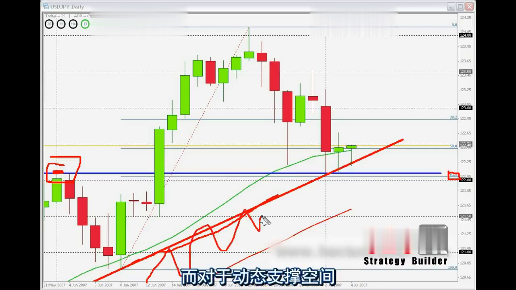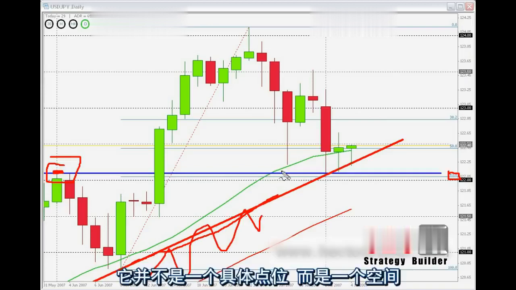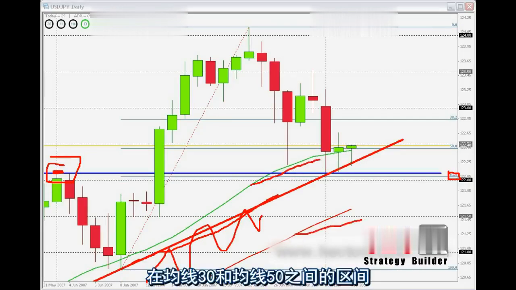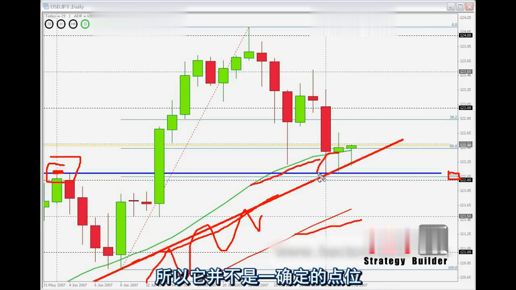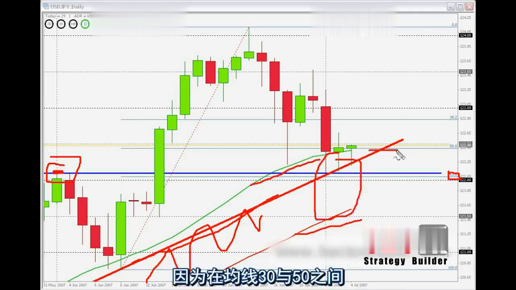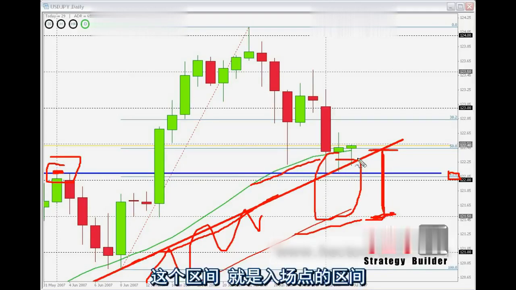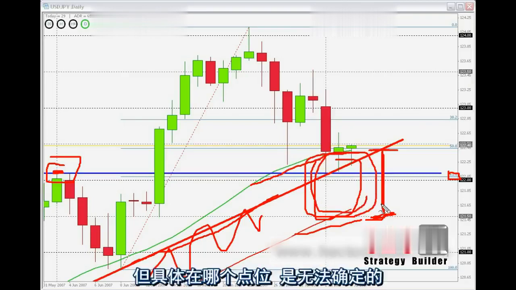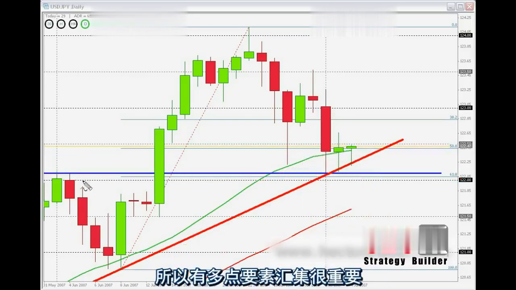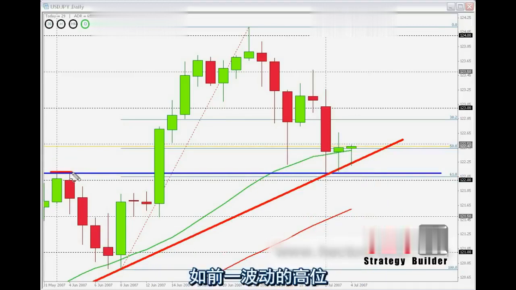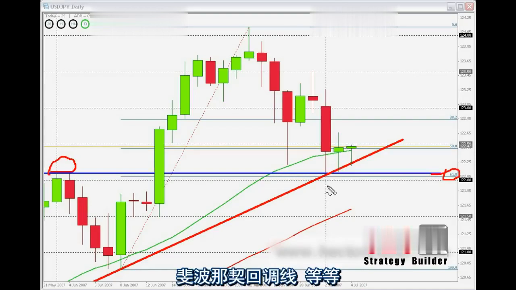The dynamic area of support, since, well, it's not a specific level, but rather a band, okay, a band between the 30 and the 50 simple moving average. You can't really specify one precise level because, like I said, there's a big gap in between the 30 and the 50. You know that you want to enter within that band, but you can't specifically say at what precise level. All right, that's why it's always so important to have many other factors, such as a previous swing top, a Fibonacci level, a trend line, etc.